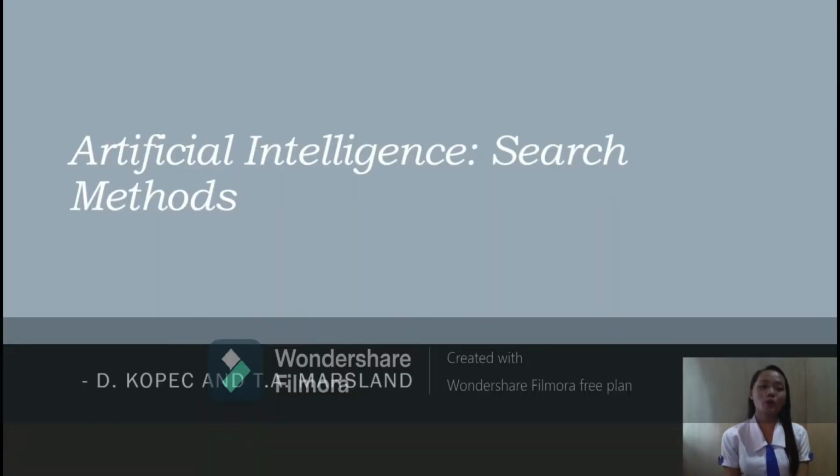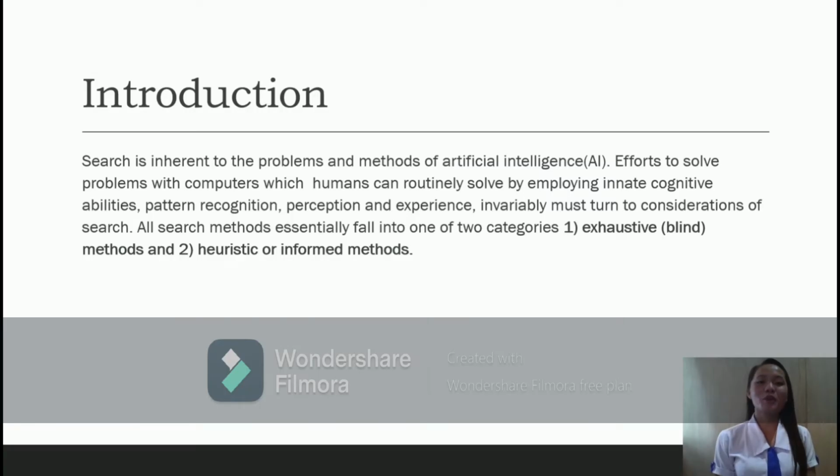The topic that we were going to discuss is based on the work by D. Kopec and T. A. Marsland, on artificial intelligence search methods. Before we proceed to the search methods, we will first define what search is. Search is inherent to the problems and methods of artificial intelligence, or AI. That is because AI problems are intrinsically complex.